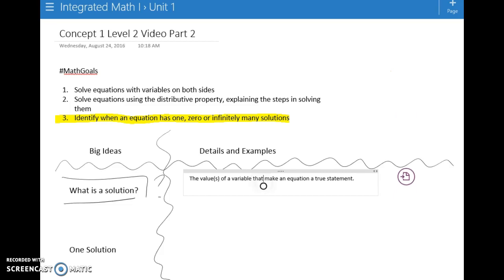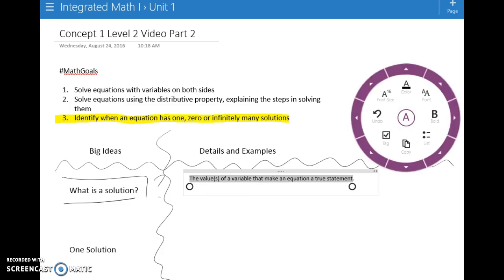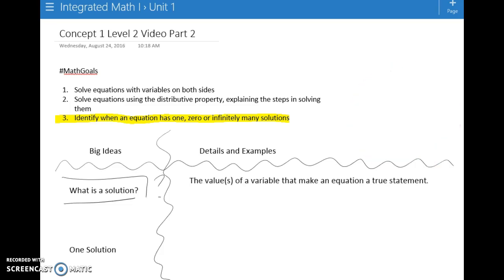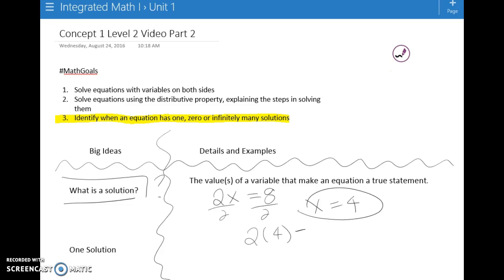Okay, let's make this a little bigger for you. So a solution is anything that makes it a true statement. For example, 2x equals 8. If we divide by 2, we find that x equals 4. x equals 4 is the solution because 2 times 4 equals 8. It makes that statement a true statement. So when we're solving, we're looking for a solution. Just a little vocab.